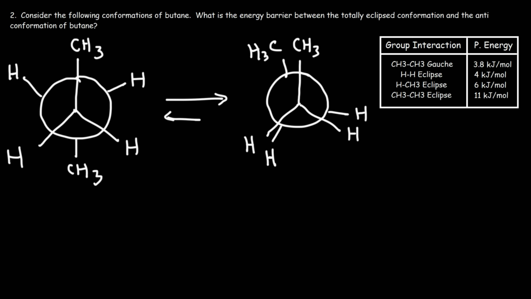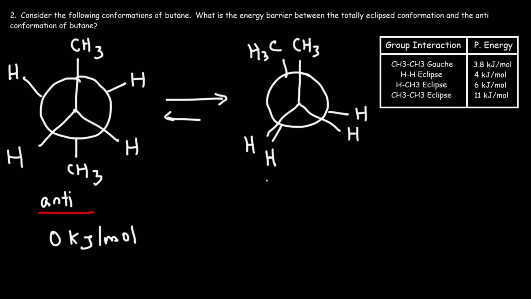Number 2, consider the following conformations of butane. What is the energy barrier between the totally eclipsed conformation and the anti-conformation of butane? Now the energy profile for the anti-conformation, which is on the left, is basically 0. We don't have any gauche interactions, and there are no eclipsed interactions. So that's the energy profile.